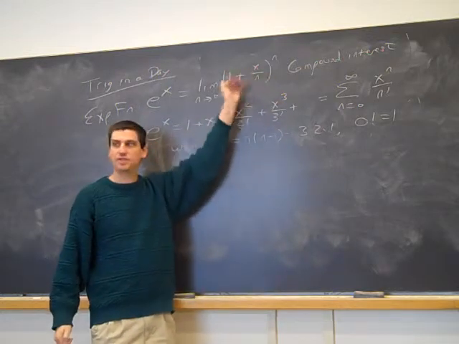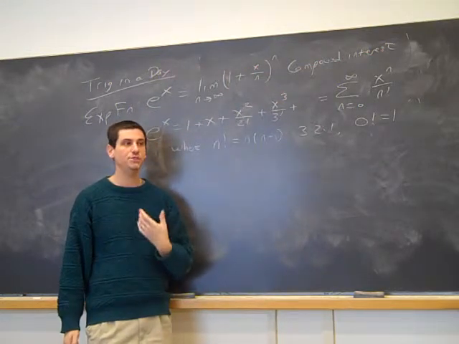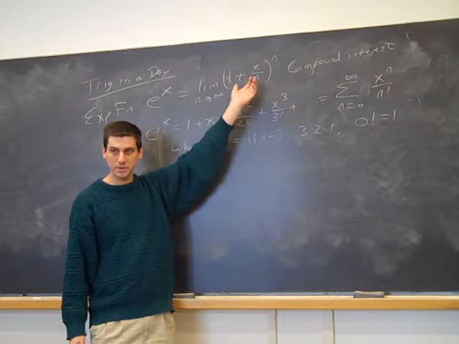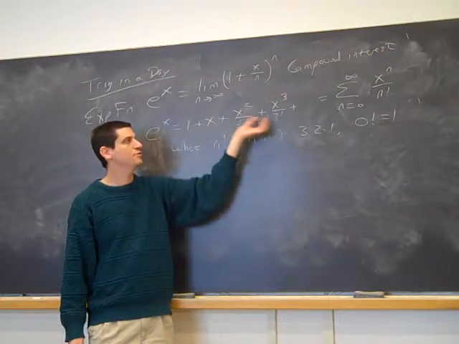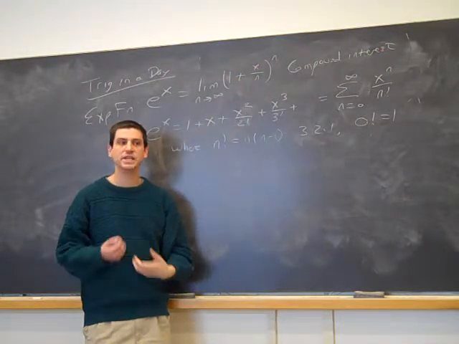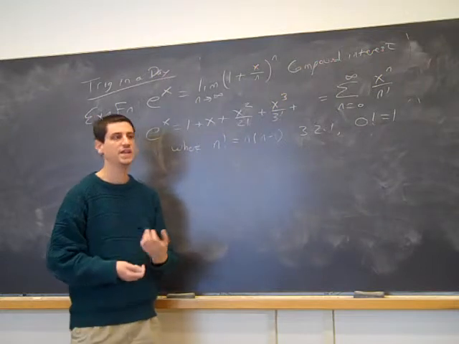So with both of these definitions we have to be careful. They both involve infinities. This involves a limit with n going to infinity. This involves infinitely many terms. We have to be careful in terms of justifying everything that happens.